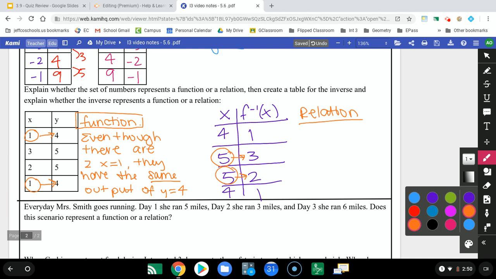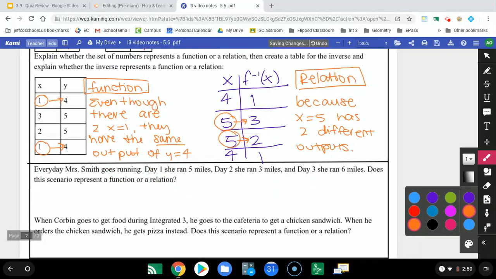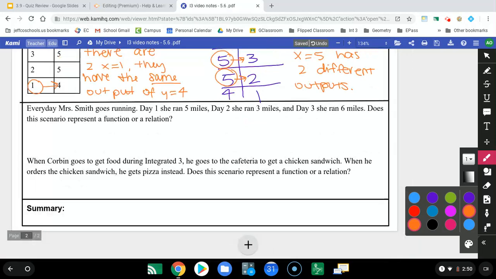So it's a relation. If you were thinking it's a function, that's incorrect. It is a relation because x equals 5 has 2 different outputs. Moving on to our last 2 problems.